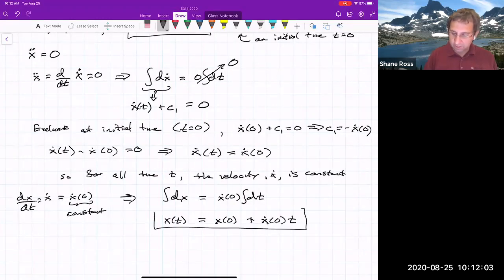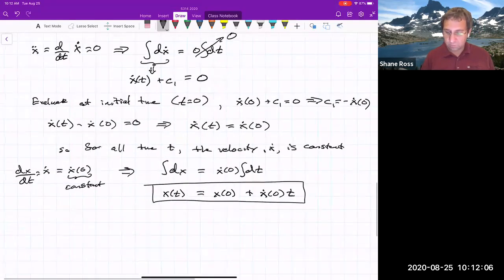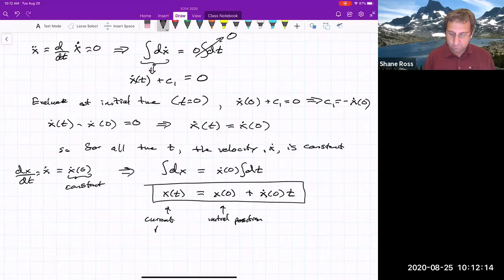This is what we expect. This is our initial position in this one-dimensional world. This is our current position at a time t. And then x dot is just the constant velocity.